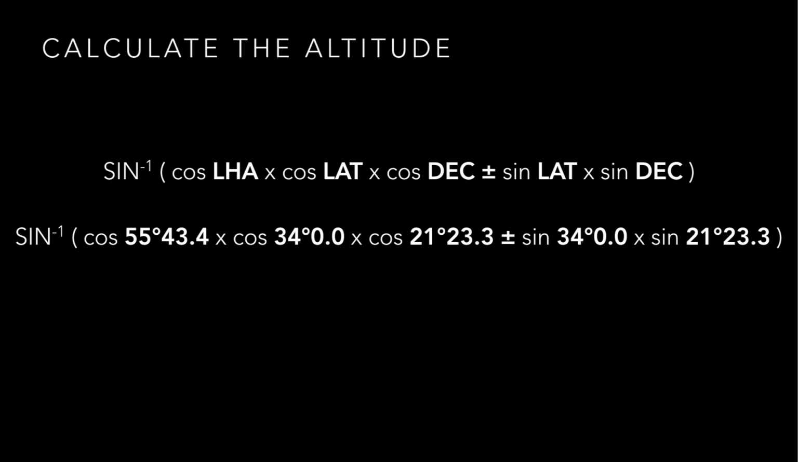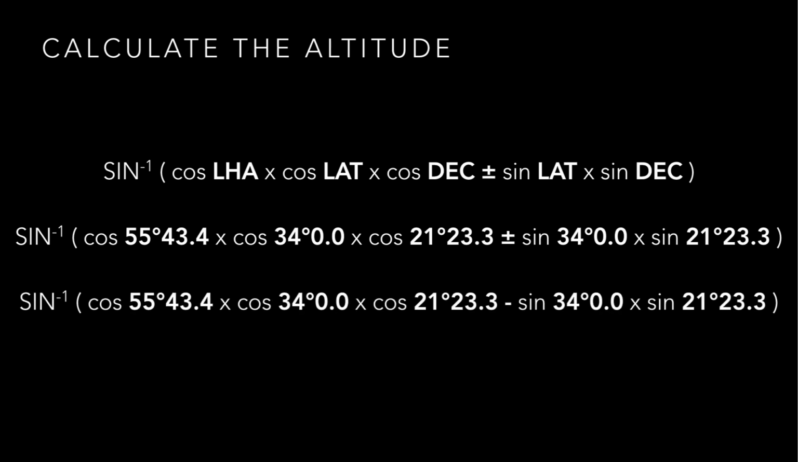This changes dependent upon whether our latitude and declination are both the same hemisphere or different hemispheres. By this I mean if both our latitude and declination were north or both south, then we have to add here. If one is north and one is south, then we subtract here. Therefore, as our latitude is north and our declination is south, we subtract, which will give us the answer of 13 degrees, 20.7 minutes, which we inserted into the calculated altitude box on the pro forma.